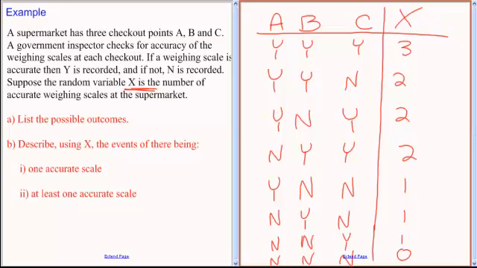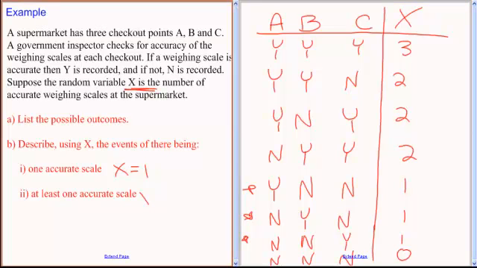So there's part A. So describe using X the events of there being 1 accurate scale. So the X would be, if there's 1 accurate scale, X has to be 1. So the cases would be these 3. At least 1 accurate scale, X would have to be 1, 2, or 3. It's everything but that very last one where it's N, N, N. Okay, so that's just kind of taking a look at what that X value is and how do we represent it.